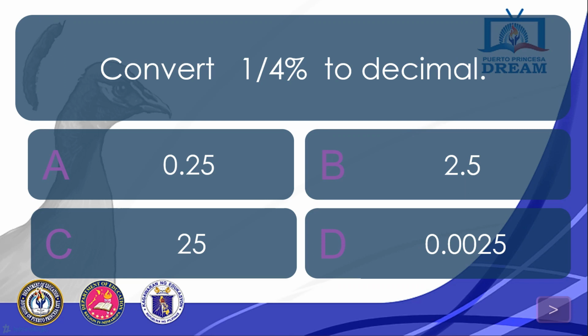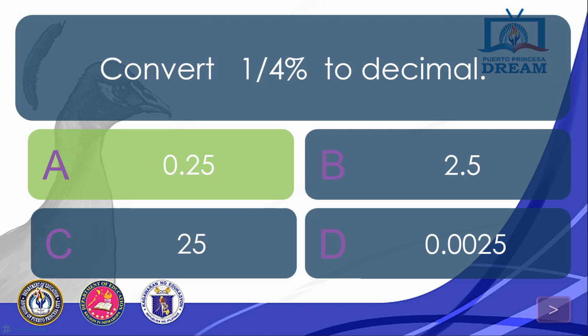Convert 1/4% to decimal. A. 0.25, B. 2.5, C. 25, D. 0.0025. The correct answer is A. 0.25.